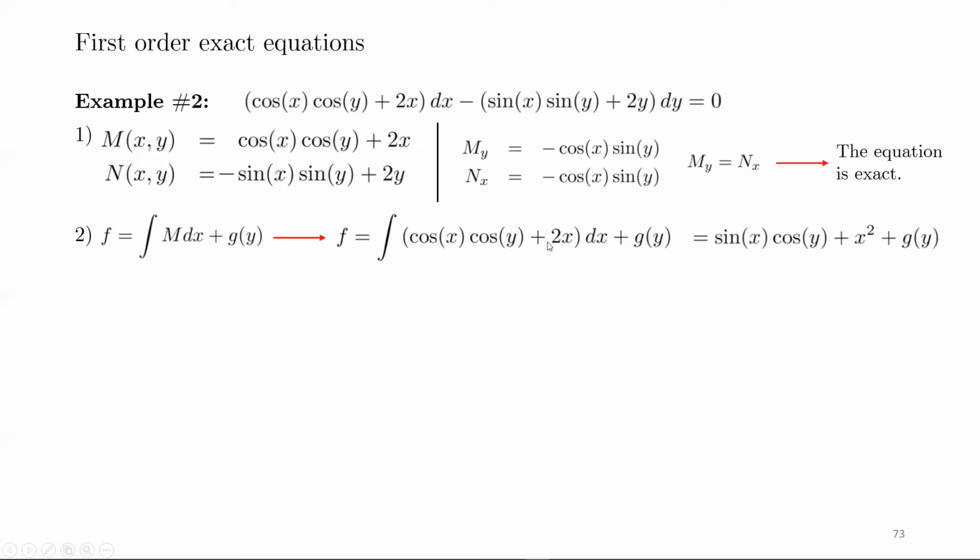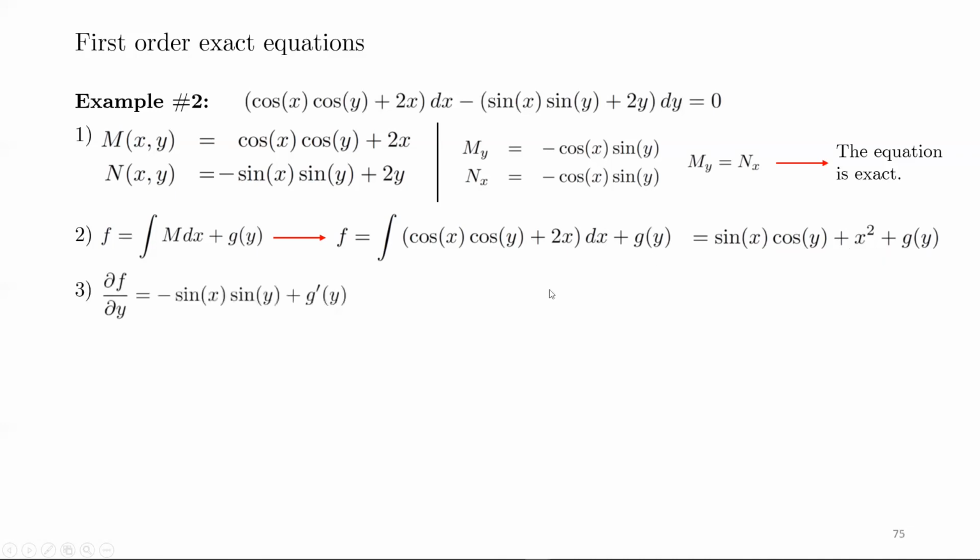The integral of cosine x is just sine of x. Well, this term doesn't depend on x, so we keep it as a constant. The integral of 2x is just x squared. And we're still carrying around this unknown function g of y. So we have an expression for f now, but we just need to figure out what this unknown function g of y is. So to do that, we're going to calculate the partial derivative of this function f with respect to y.